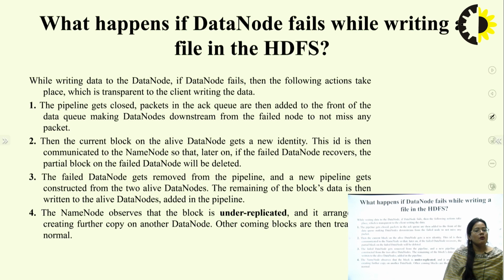The remainder of the block's data is then written to the alive data nodes in the pipeline. The NameNode observes that the block is under-replicated and arranges for creating a further copy on another data node, and other coming blocks are then treated as normal.